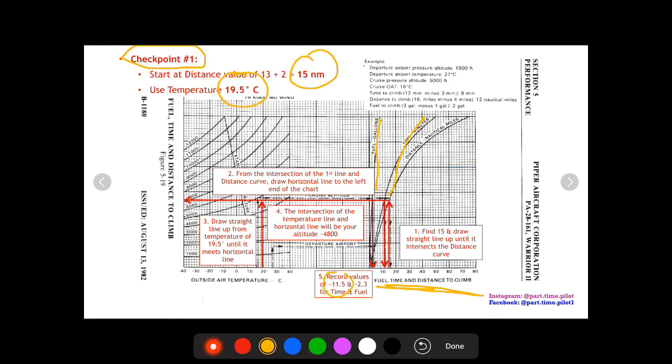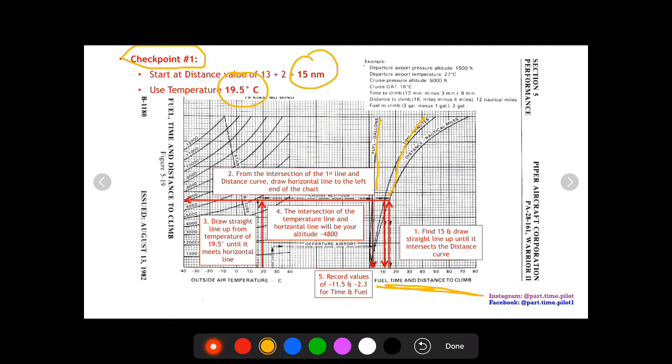Okay, so I get a value of about 11.5 for time and about 2.3 for fuel. Again, I don't use time from this, but I do use fuel from this. But remember, this is the fuel value at checkpoint 1. To get the fuel you will use from takeoff to checkpoint 1, you have to subtract this fuel value of 2.3 from the fuel value that you found at your takeoff elevation. Remember that. This is just the value. You haven't found what you've consumed yet. You have to subtract that from the value at takeoff.